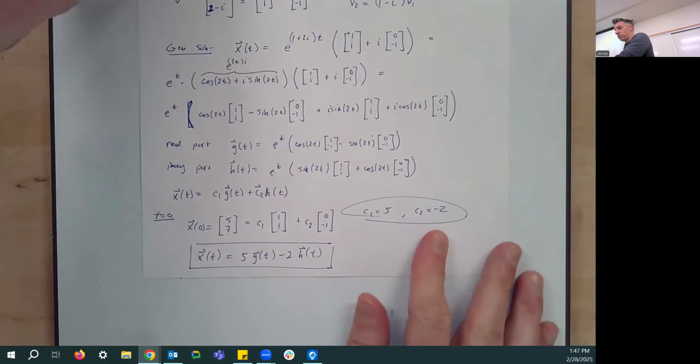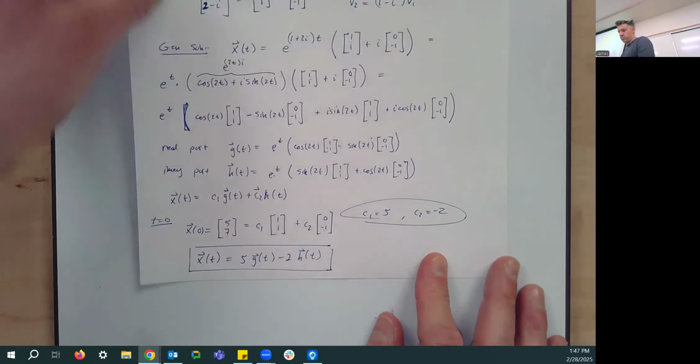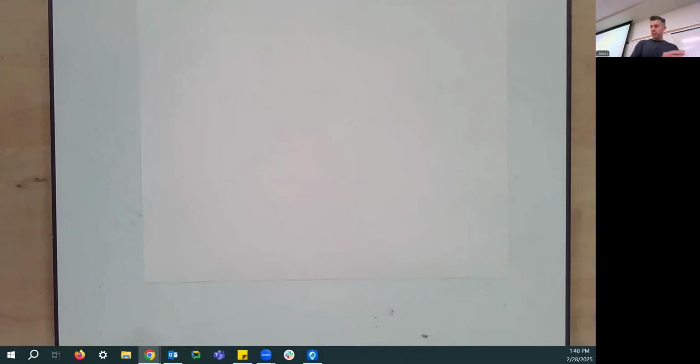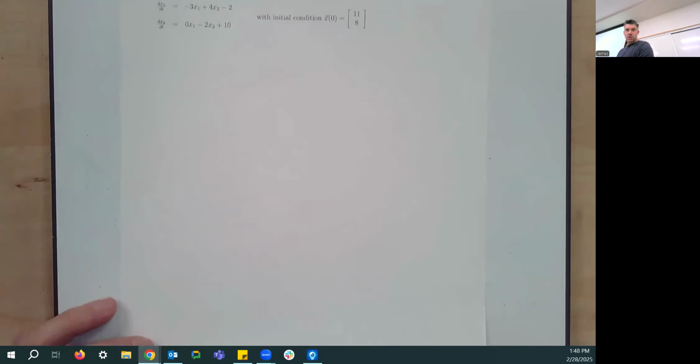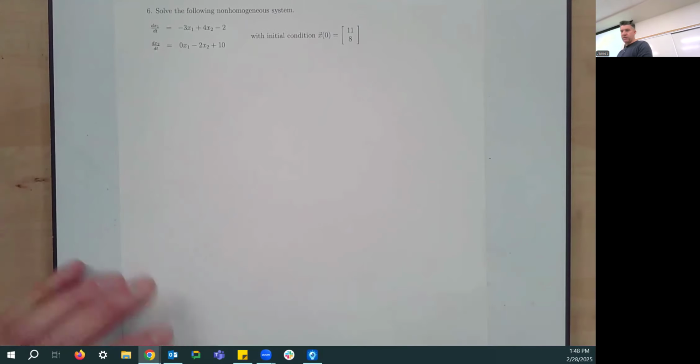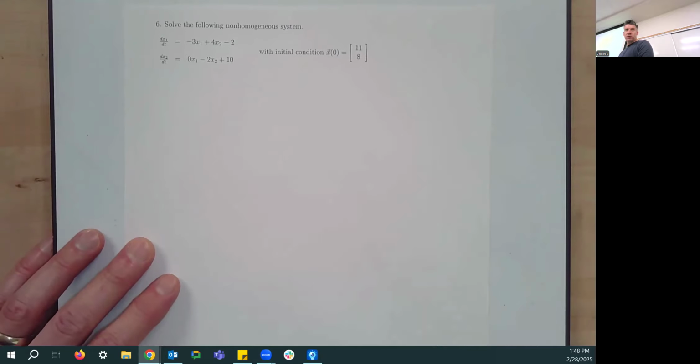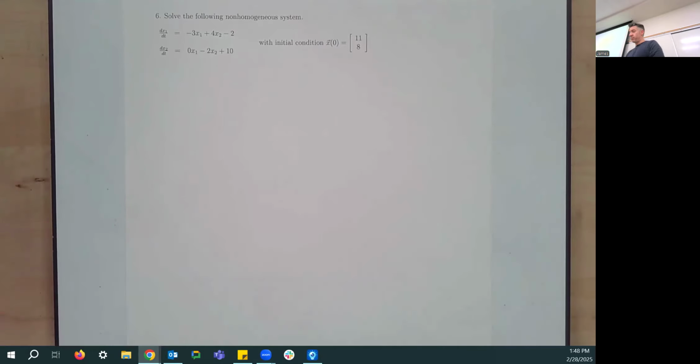Let's move on to the last question. So, solve the following non-homogeneous system, again, with initial conditions of something. The initial condition you should just ignore until you get closer to the end of the problem.